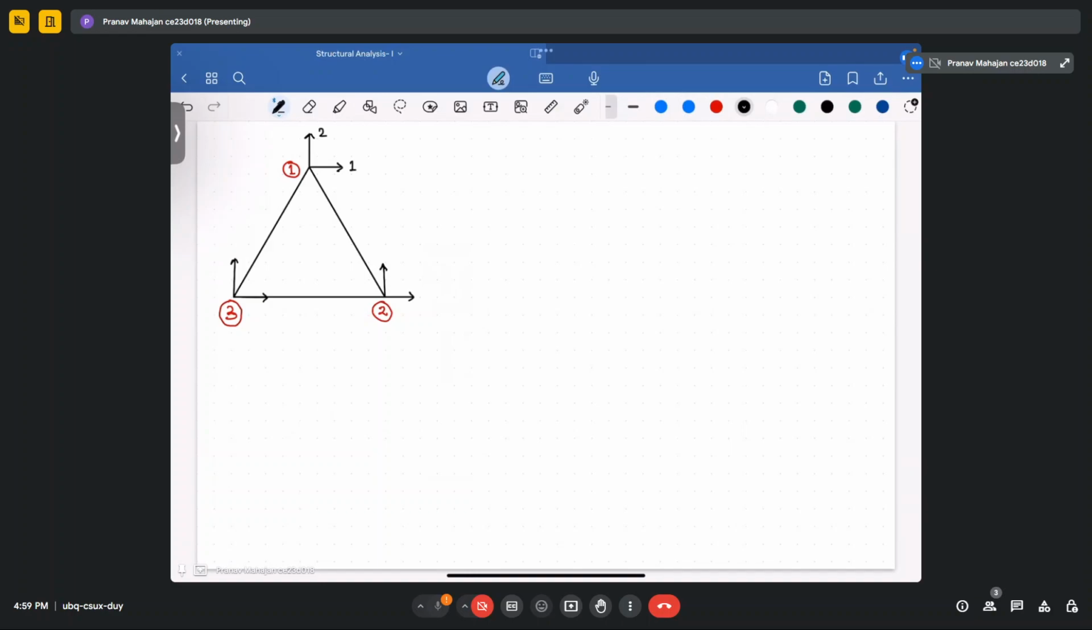So here it would be node 1, 2, 3, 4. So this is 1, 2. So for node 2 it would be 3, 4. For node 3 it would be 5, 6. So now divide each member separately. So this is 1, 2, this is 5, 6. So here the value of the coordinates will be 0, 0, and here it would be L by 2, root 3 L by 2.